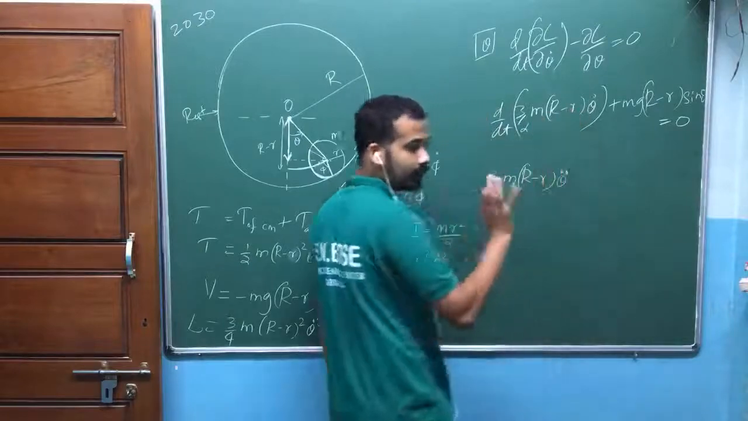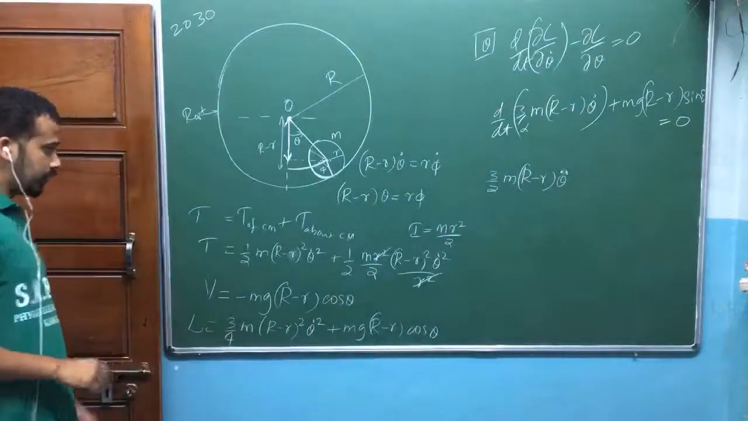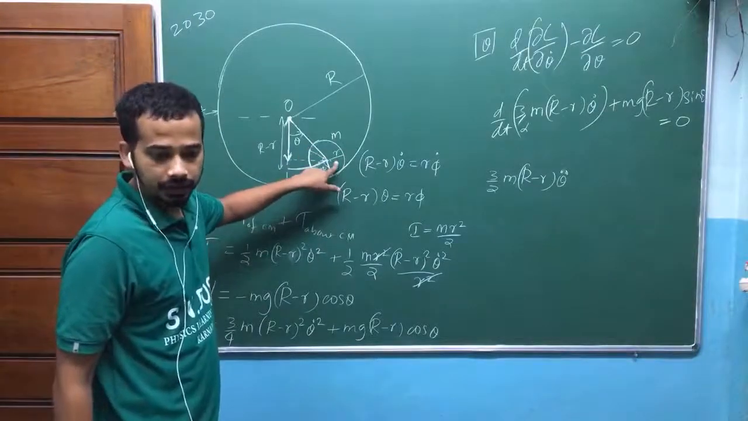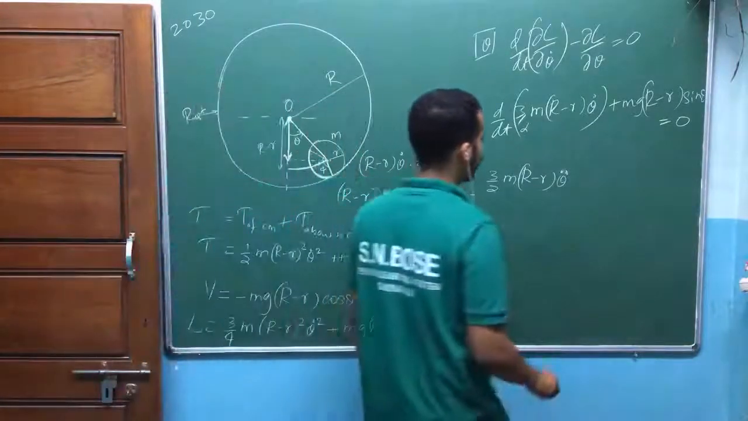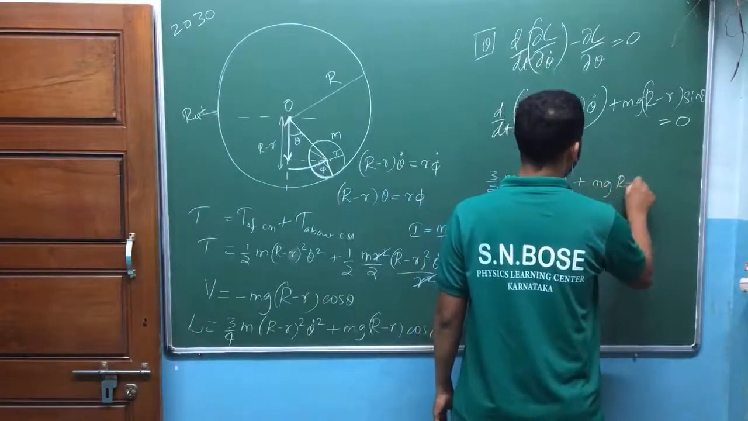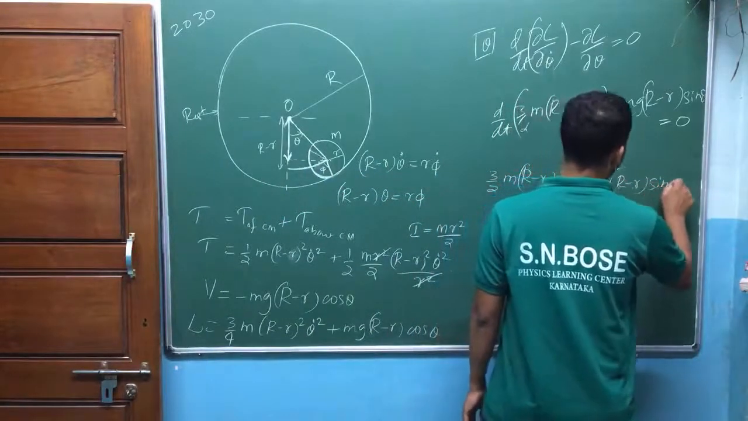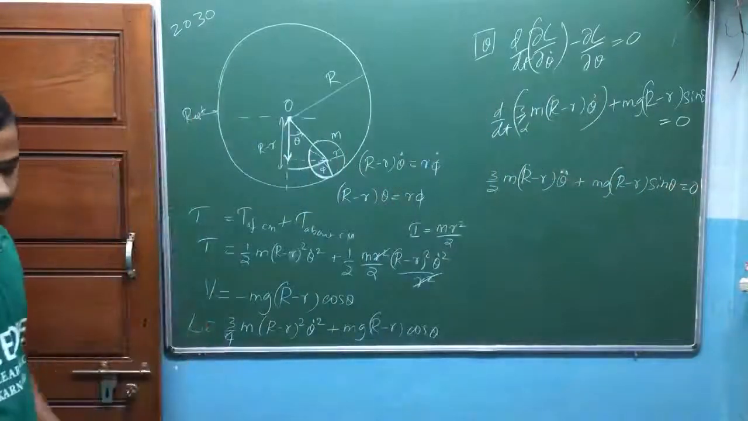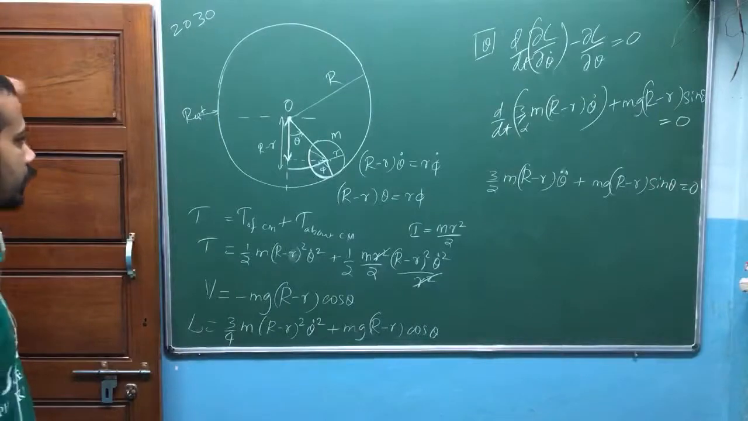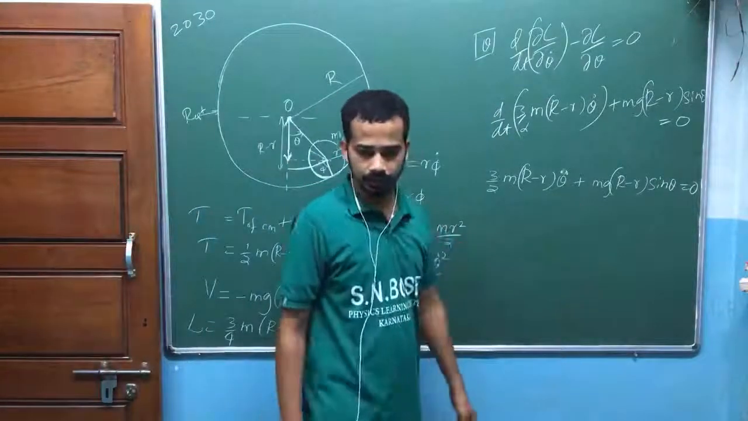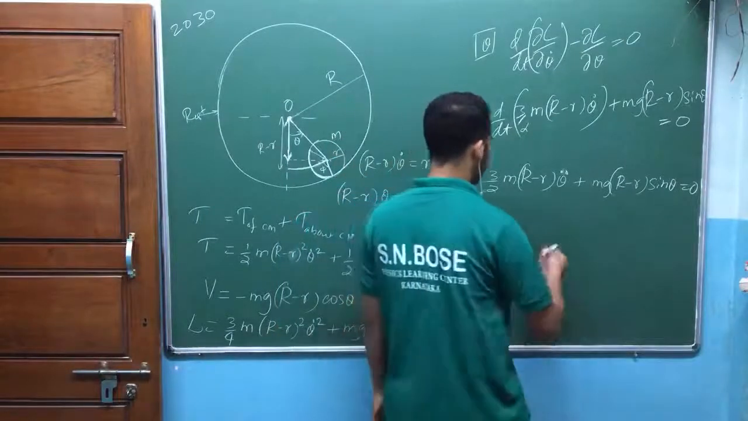This is constant, don't take the derivative. This small r is not variable, or take some other symbol, suppose the radius of the small sphere as a. If you are getting confused, be careful. Plus m g into r minus r into sine theta is equal to 0. Usually they will mention, I think they have mentioned in the question, for small angle theta, for small oscillation, find the frequency of small oscillation. Again we can make the small angle approximation here.